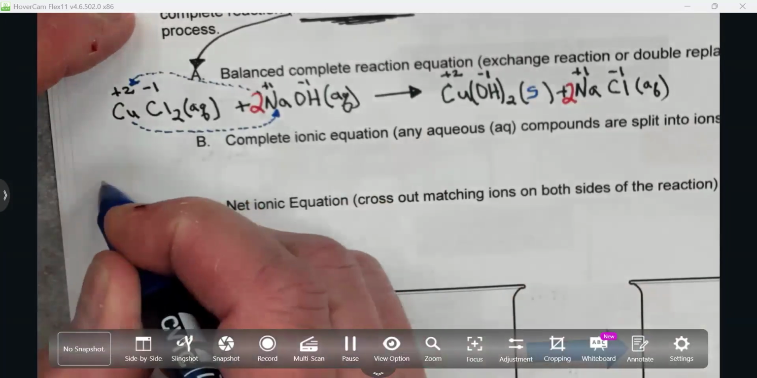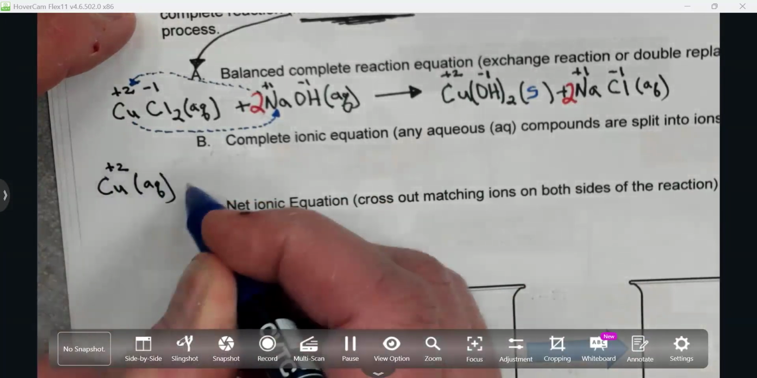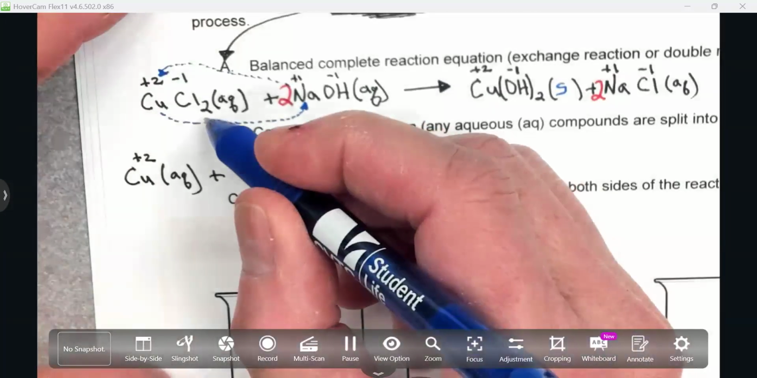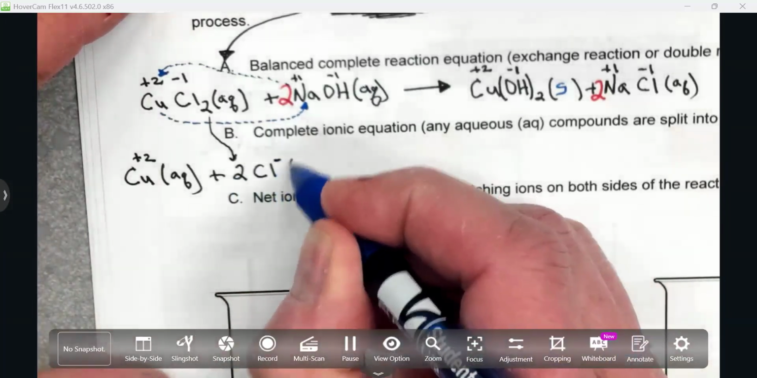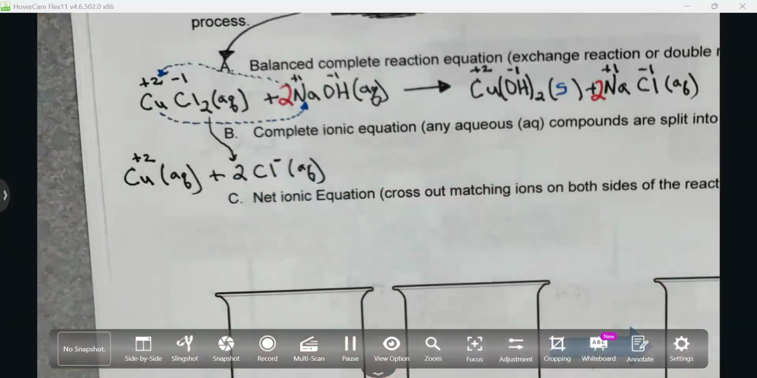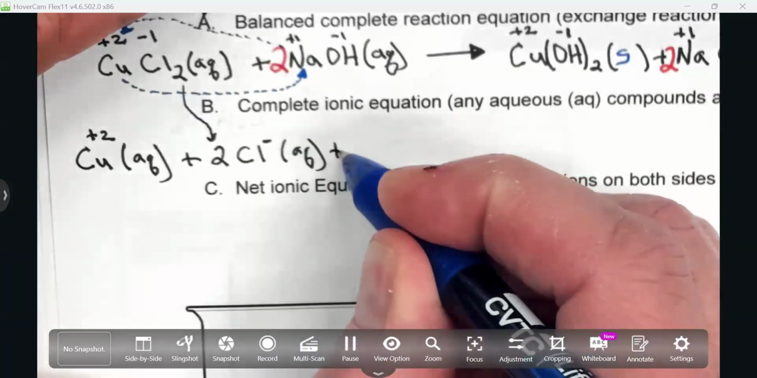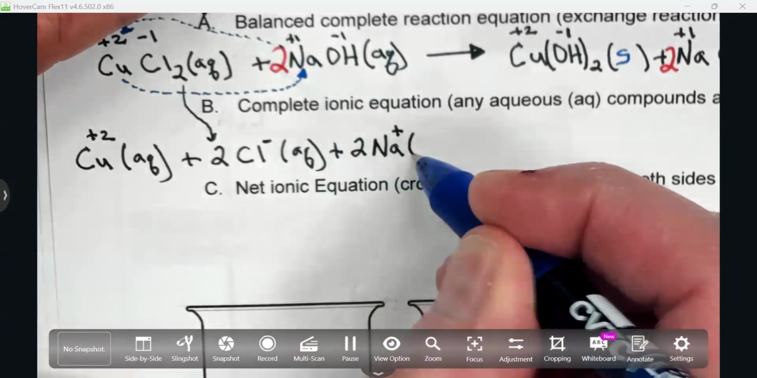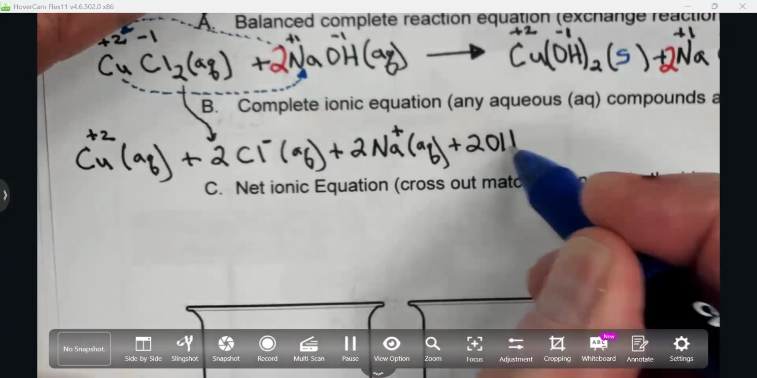So now we're going to do the complete ionic. You're going to get copper +2 aqueous, plus, this 2 is going to give you 2 chlorides. Do not write down Cl2 minus. There's no such thing. Then this right here, we are going to get 2 sodiums, and we are going to get 2 hydroxides.